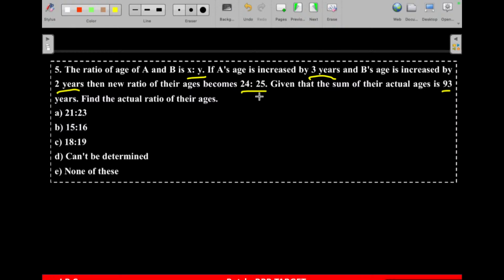Otherwise, now this is their actual age is 93. His age is increased by 2, his age is increased by 3. Now total I can get. Now that method also. Same previous question as it is. You try this question and tell me answer. Same previous question I can do. Yeah, do it. Same method I can do it.